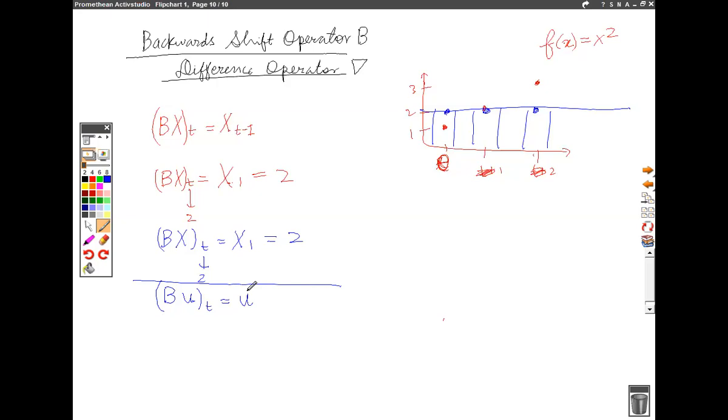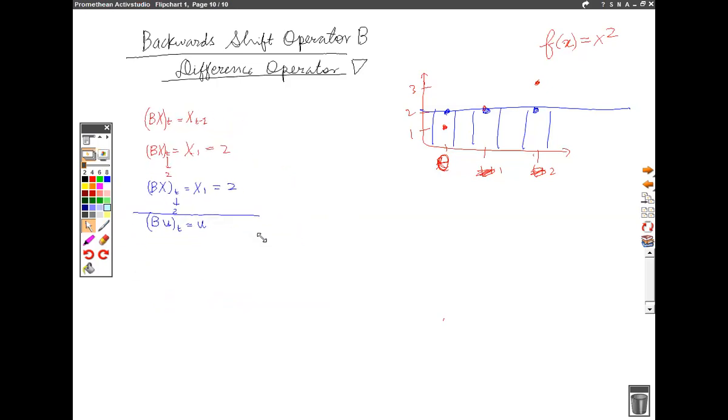Yes. Good. Okay, so that was about the backward shift operator, and you can also use B squared. If for B xt you get xt minus 1, then you can apply B again, so you will get B xt minus 1, which will be xt minus 2.